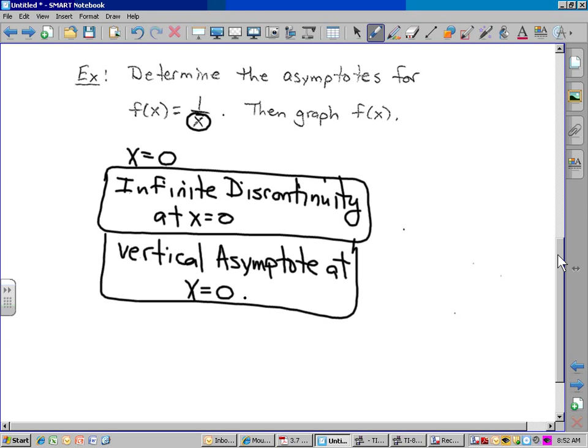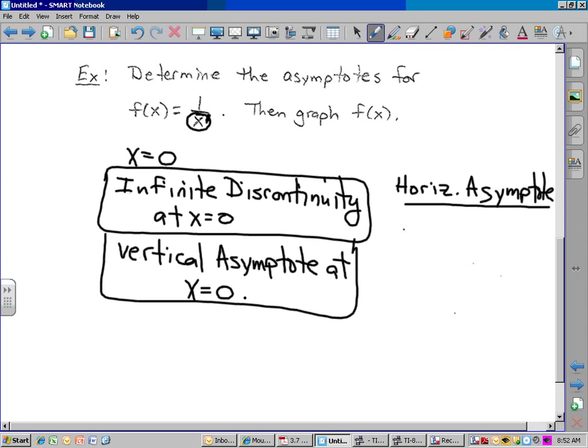The other asymptote that we have to be concerned about is the horizontal asymptote. That is established by looking at the degrees, or the highest exponent, of the top and bottom. Considering we have no variable on top, that means it has an exponent of 0. So if you don't see a variable, the highest exponent is 0. So the top's exponent is 0. The bottom is an understood 1.